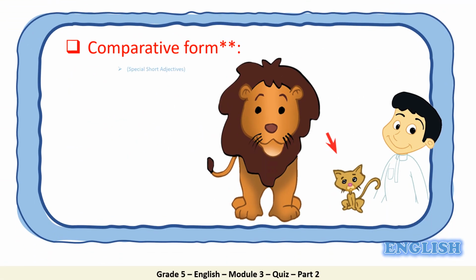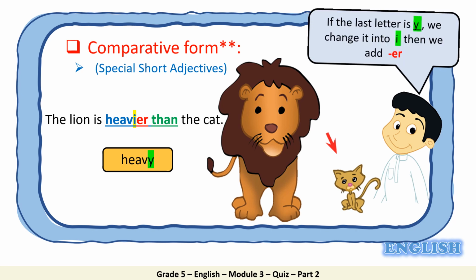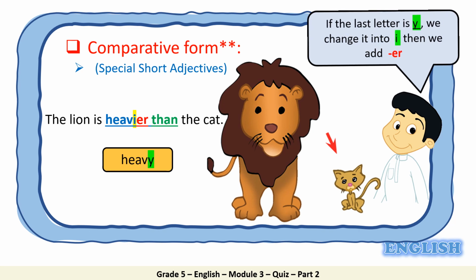There is another special short adjective. Look at this sentence. The lion is heavier than the cat. What do you see? Which letter has changed when we added the er at the end of the adjective? That's right. The letter Y at the end is no longer there. It's changed into an I. So, if the last letter of the short adjective is Y, we change it into I, then we add er.